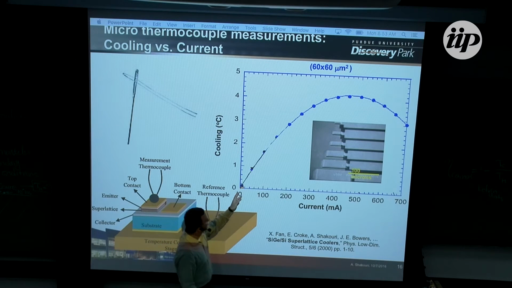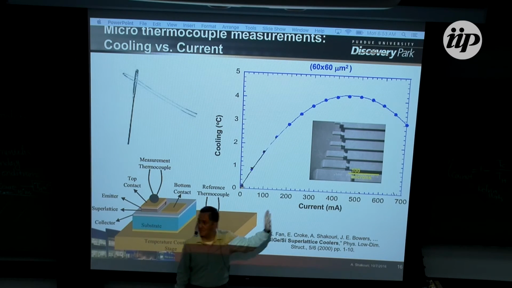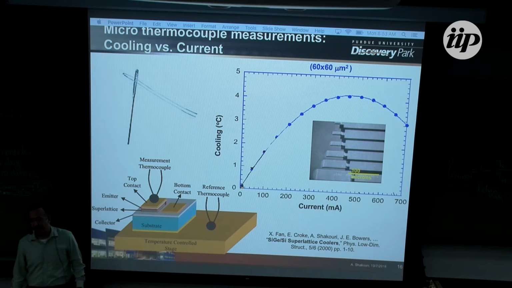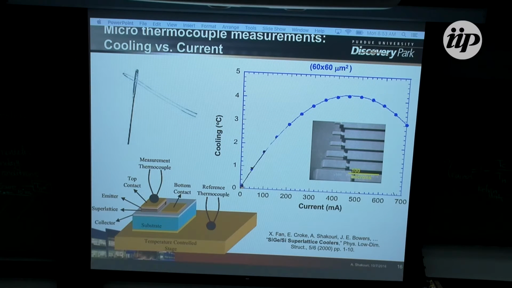This is one of our early works. Actually, it's a tiny refrigerator, 4-degree cooling. You can measure it beautifully. But thermocouple measurements are notorious: you need to be very careful about how you contact your object. You always measure a temperature, but that's the temperature of the tip of your thermocouple. That's not necessarily the temperature of your object.